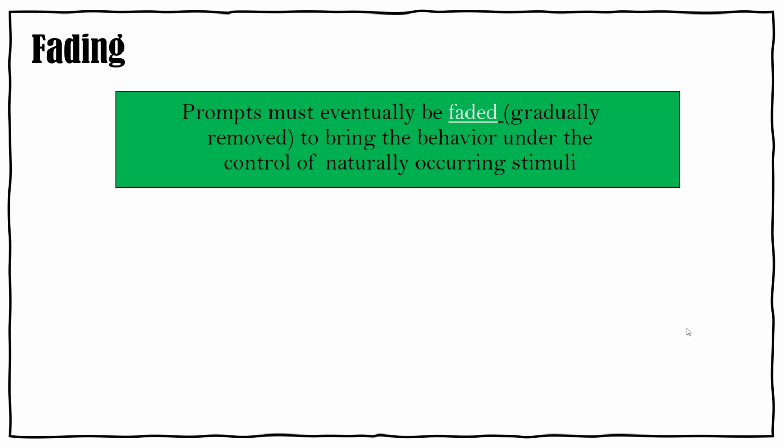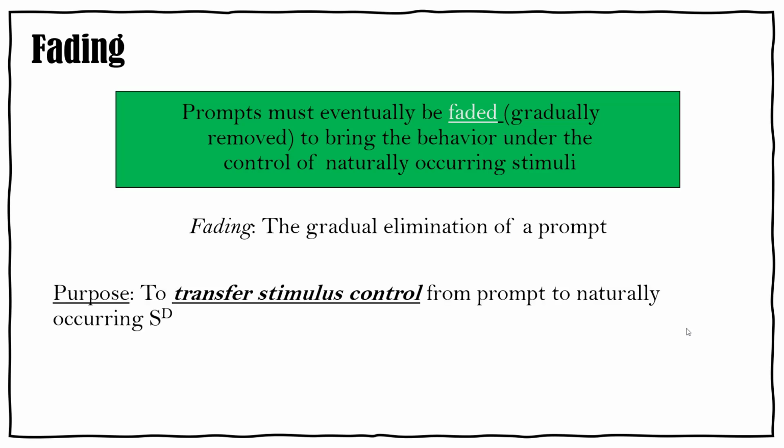All right, with prompts, if you implement a prompt, remember these are something that are added to the learning trial. You need to fade your prompts. So you want to gradually remove the prompts, so that way the behavior comes under stimulus control of the actual discriminative stimulus and not the prompt. So when we talk about fading, we're talking about the gradual elimination of a prompt. And so the purpose of it, if we get more into our technical language, is to transfer stimulus control from the prompt to the naturally occurring SD.